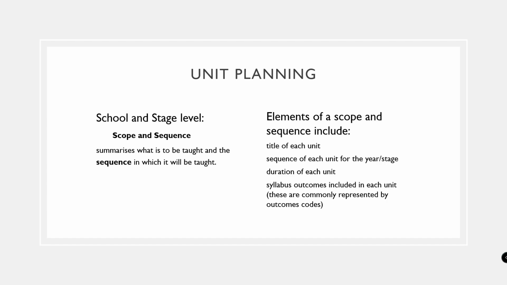And the elements of a scope and sequence generally include, particularly if you've got one at a unit level for a particular subject in a particular stage level in class, you'd have a title, you have a sequence, you would have a duration, and the syllabus linkages. So it's usually the broadest possible array of information. We've asked for a bit more in this subject, but it's that real bird's eye view.